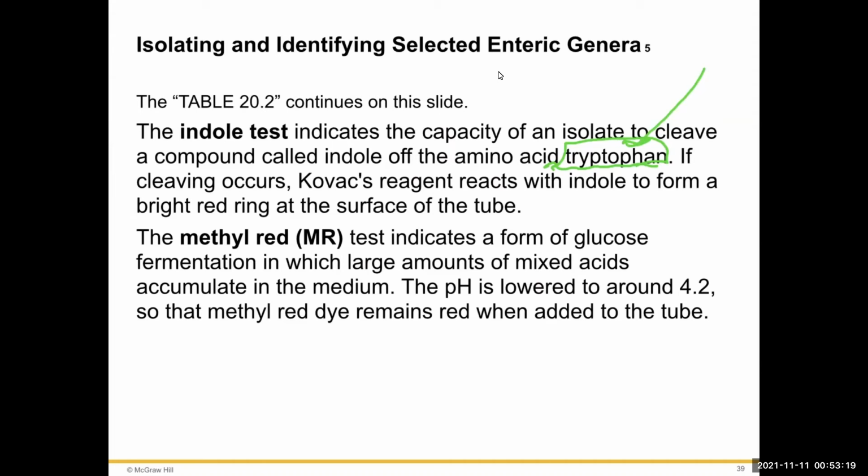Kovac's reagent reacts with indole to form a bright red ring at the surface of the tube. The methyl red test indicates a form of glucose fermentation, in which a large amount of mixed acids accumulate in the medium. The pH lowers to around 4.2, which is very acidic. Normally around 7 is neutral. The lower the pH, the higher the acid, the stronger the acid. So the methyl red dye remains red when added to the tube.